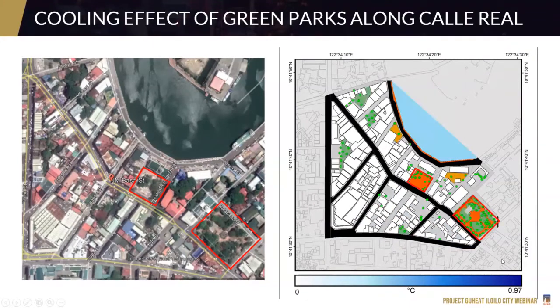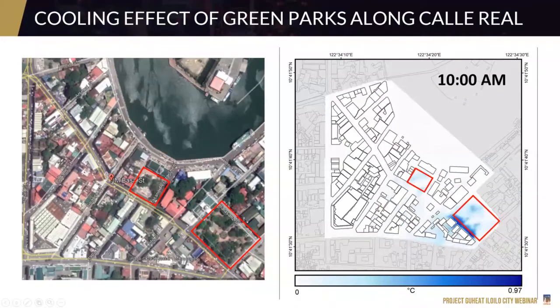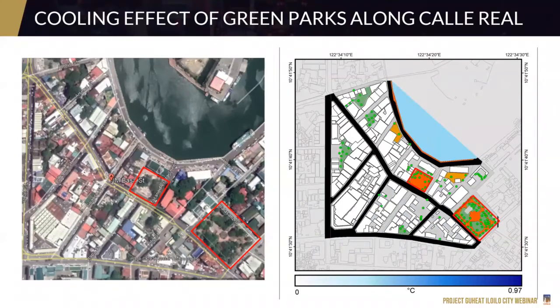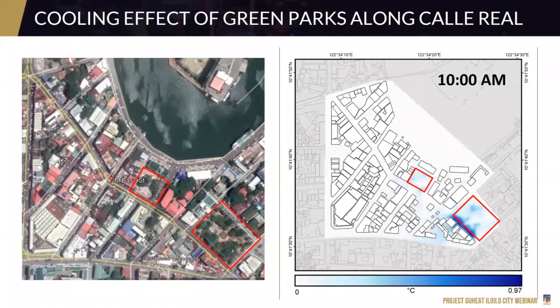Nakikita rin natin na yung maximum value ng cooling effect niya is 0.97 degrees Celsius, almost 1 degree Celsius. Meaning kapag yung presence ng urban parks na yun ay nakakapagbawas ng up to 1 degree Celsius sa air temperature. Also, it is evident na yung cooling effect ng trees sa parks ay hindi lang sa parks ma-experience, pati sa adjacent road. So, tingnan uli natin. So, ayan, may effect siya kahit dun sa adjacent road and sa nearby buildings.